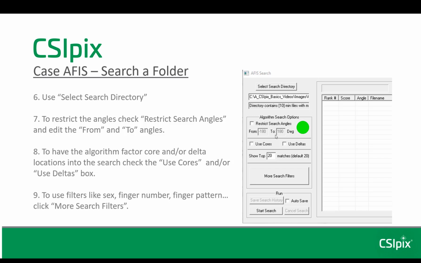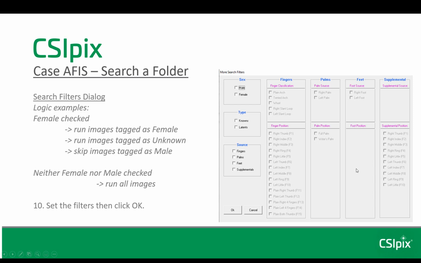To have the algorithm factor core and or delta locations into the search, check the appropriate box. To use filters like sex, finger number, finger pattern, that kind of thing, you click this button here, More Search Filters. And this is the interface you'll see. This is the Search Filters dialog. And in this you can select different things to use as filters. And the logic works like this. If I check female, during the search it will run images tagged as female. It will also run images tagged as unknown, but it will skip images tagged as male. If I check neither male nor female, it will check all the images, unless of course they're excluded by another filter. When you've set all the filters the way you want them, you click OK.